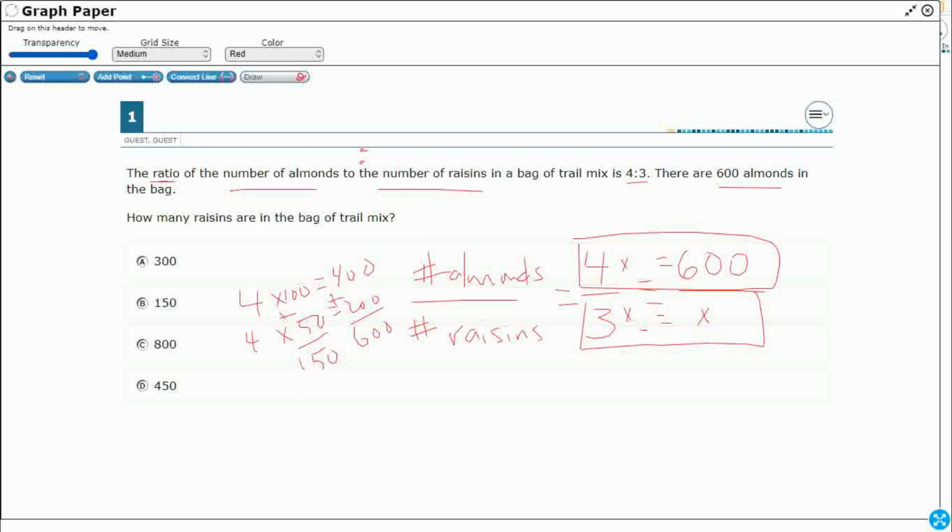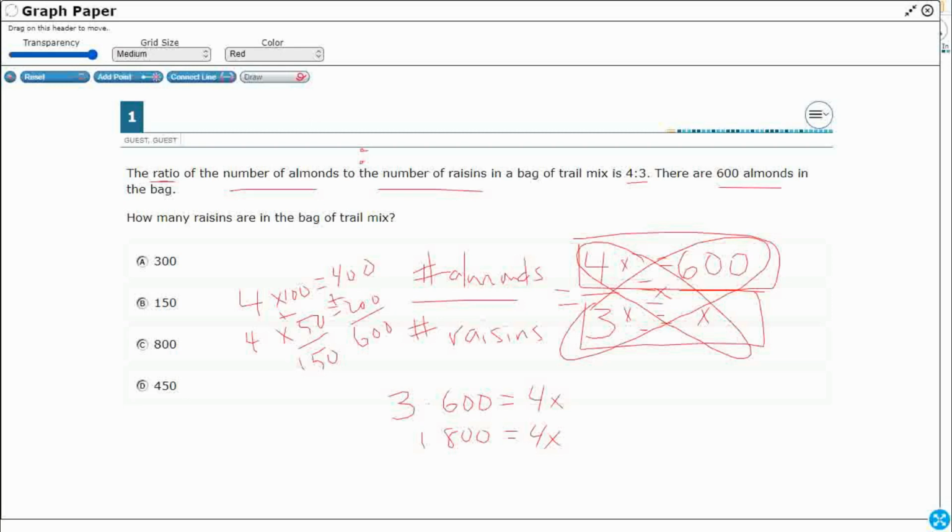Let me show you another way to figure this out. This is where cross multiplication becomes very helpful. Since this is a proportion, we know that whatever this equals is going to be the same as this if you multiply those two products. So 3 times 600 equals 4 times x. I'll just call that 4x. So that's going to be 1800 equals 4x.